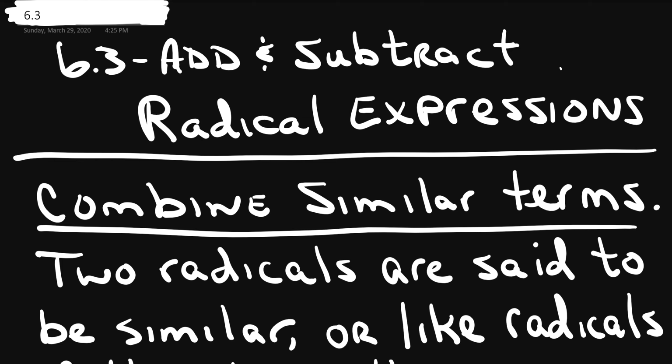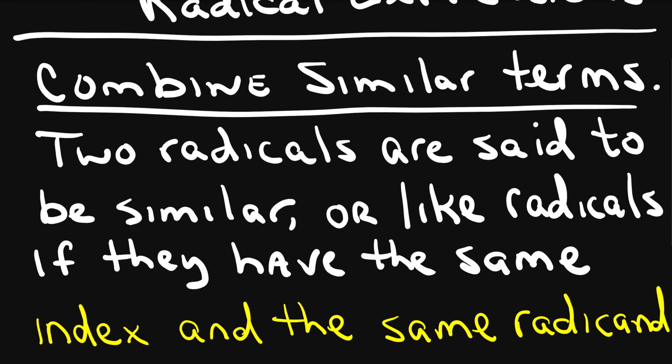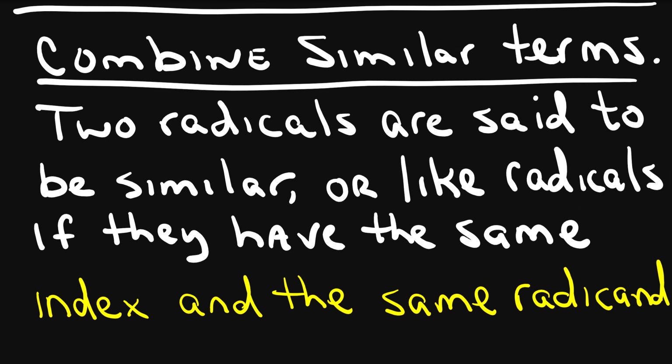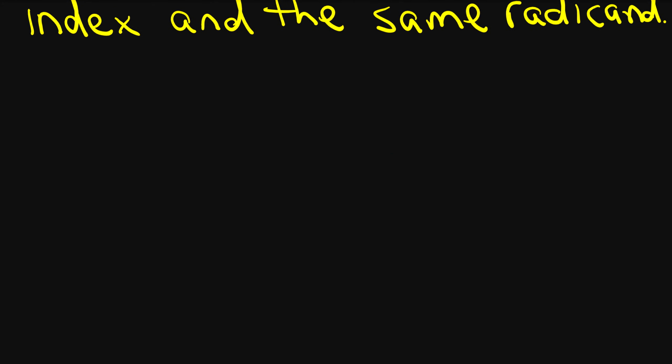And let's go to radical expressions now. When we are adding and subtracting radical expressions, we want to first learn how to combine similar terms. So what does that mean? Well, two radicals are said to be similar or like radicals if they have the same index and the same radicand.